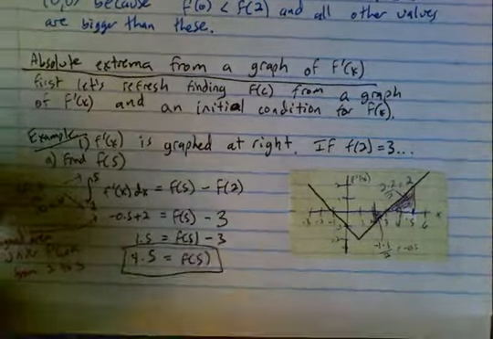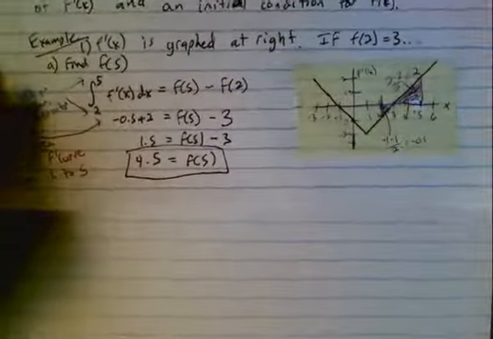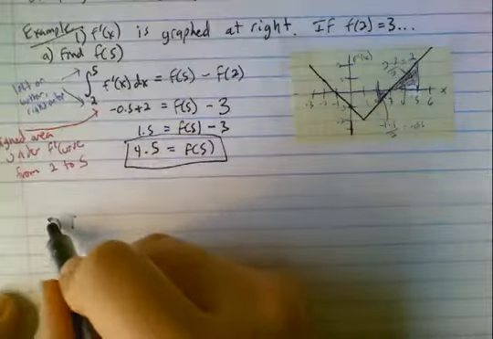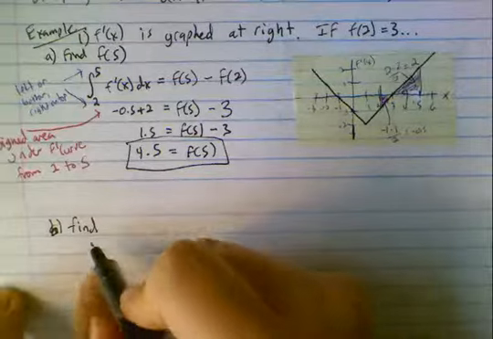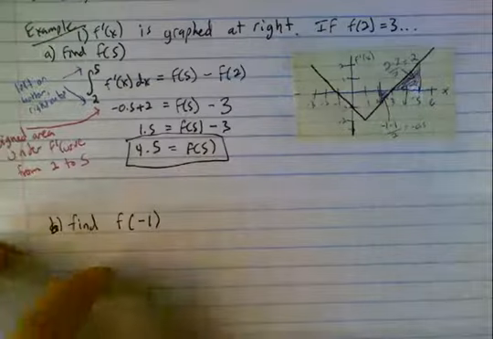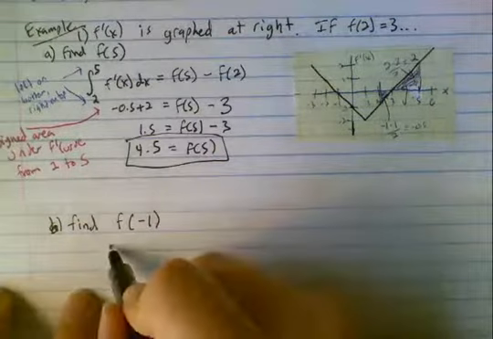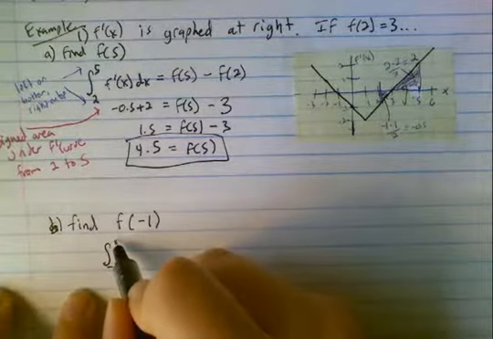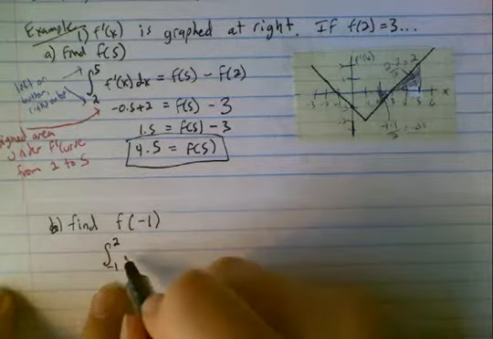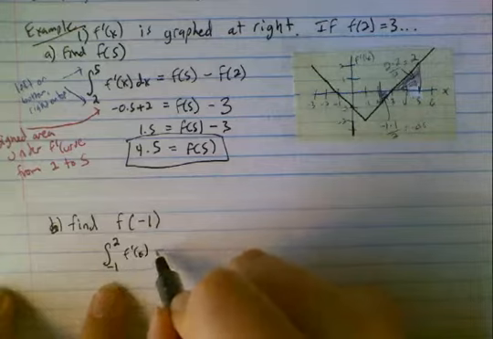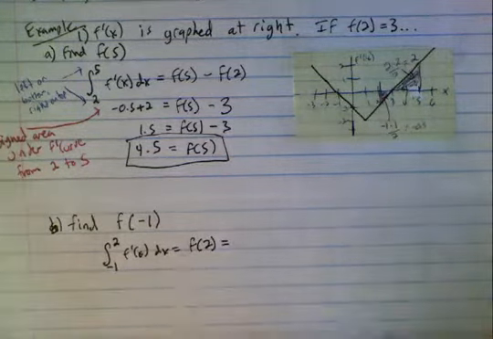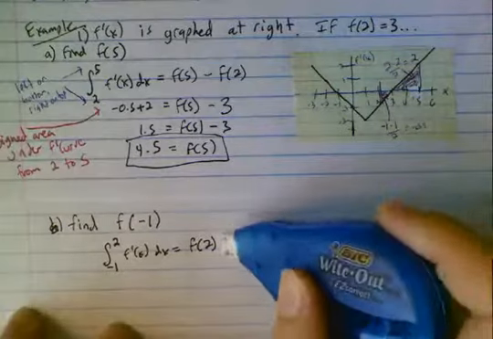We can also do the same thing if we wanted to find, say, oops, this is part B, find f of -1. Other than that, the problem's the same. Well, we know the integral from -1 to 2, because we know f of 2, and we want to know f of -1, of f prime of x is f of 2, which we know, minus f of -1, which is what we want to know.